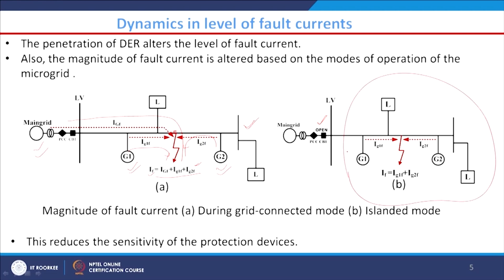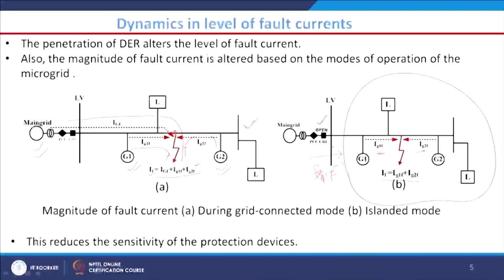In that case, what will happen? In this case the fault current is equal to the summation of only these two currents. There is no question of the grid current; this capital G, IGF, is equal to 0. That is why the fault current is the summation of IG1F plus IG2F.